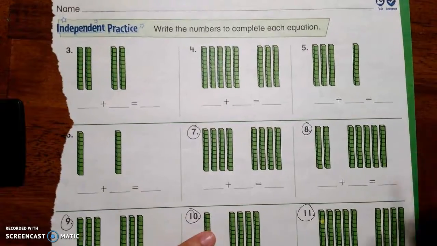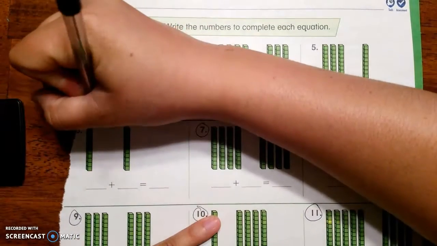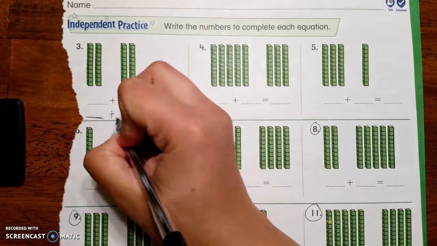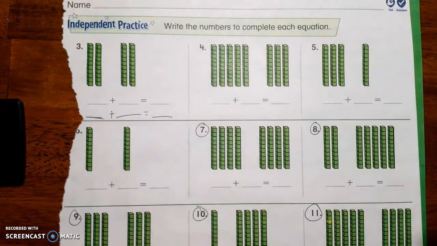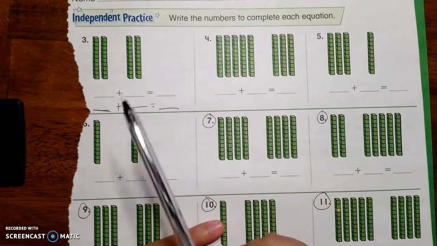All right. Let's practice. And under each one, I want you to write another addition sign or addition equation underneath it, okay? Because we're going to do both.